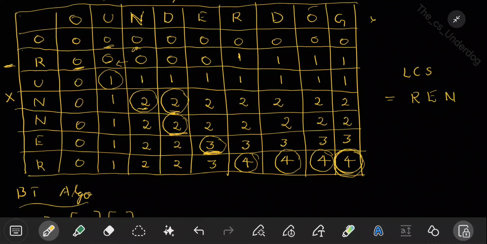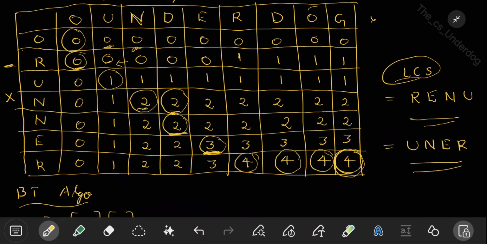Again U and U is a match. When it is a match, what do? I'll move to the diagonal element. So after this I'm going to reach this one. So this is the end of our LCS algorithm. What do you have now? You have the LCS string but in reverse order. So what is the actual LCS string? It is U, N, E, R. This is your LCS string.